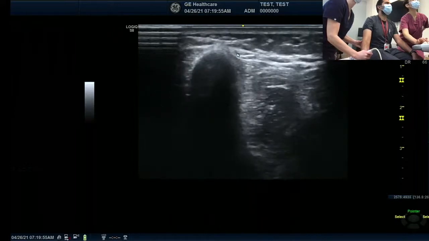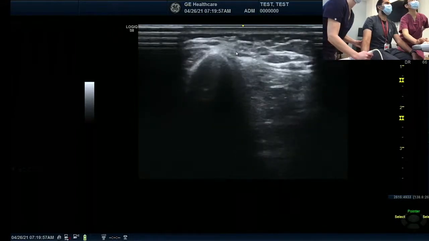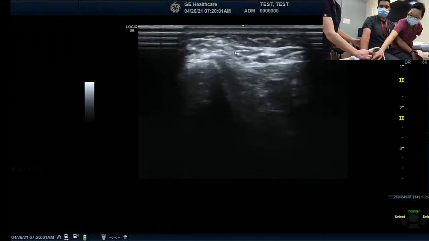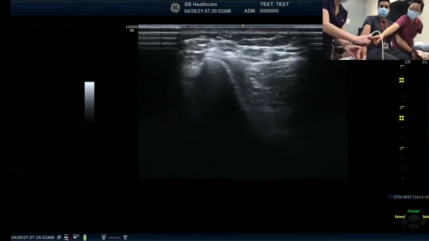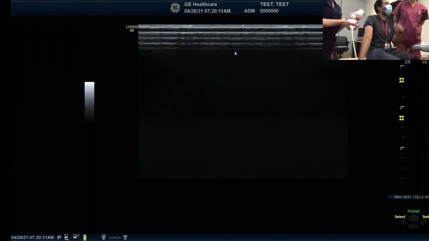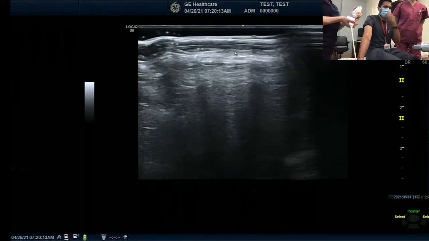Continue going to the subcutaneous area. There we go. Let's take a look. Her case is about 5 centimeters above the radial styloid process. So that's heading to the anatomical snuff box, right? Good job, guys.